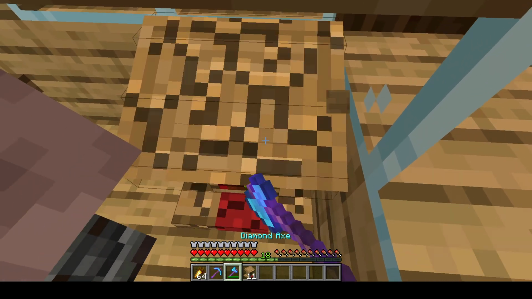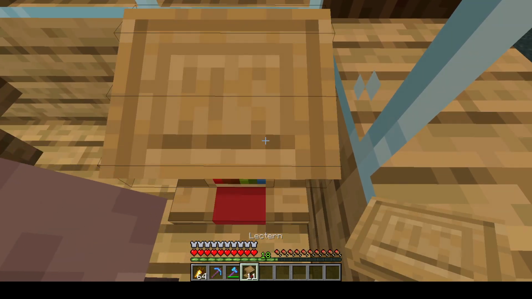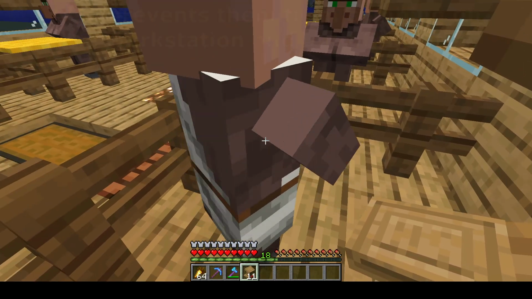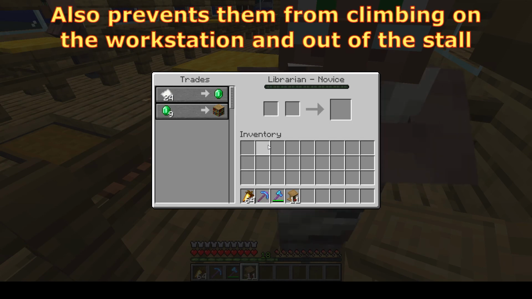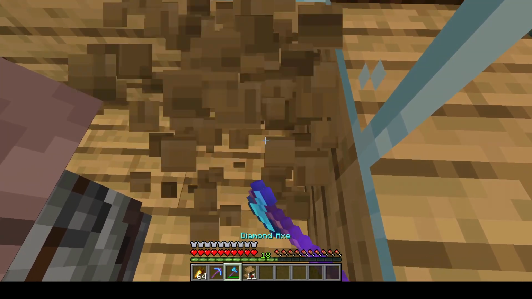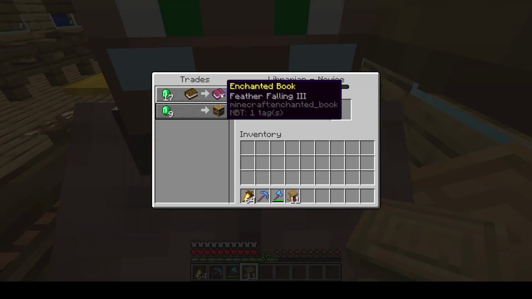So let me break this block again, or workstation again, and I place it back down. And you notice, because of this half slab, he doesn't get in my way when I'm trying to cycle through him. Because it is a pain, they decide they go wherever they want to go. And you're going to get something like this every now and then, where it may do 2 or 3 times. But eventually, he'll go back to his book trades again, like this here, Feather Falling 3. Of course, we're looking for Feather Falling 4, so there's no sense in even taking that.